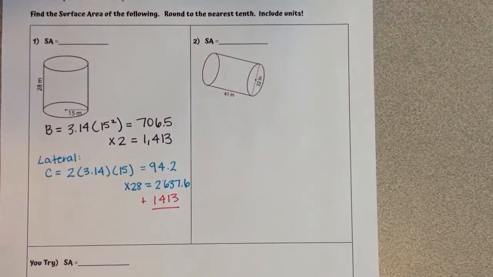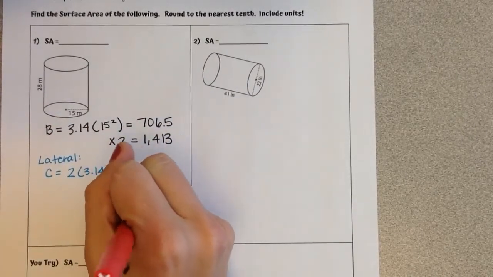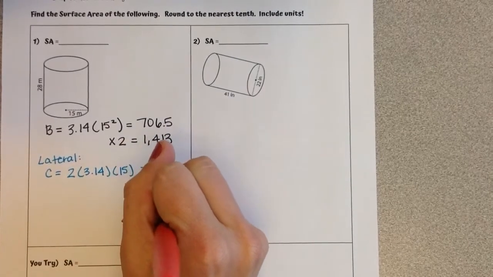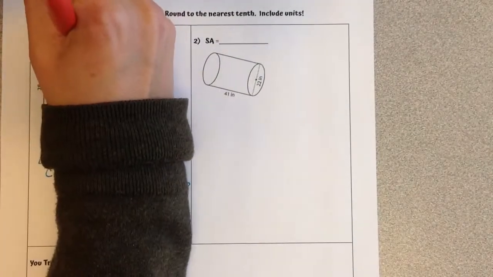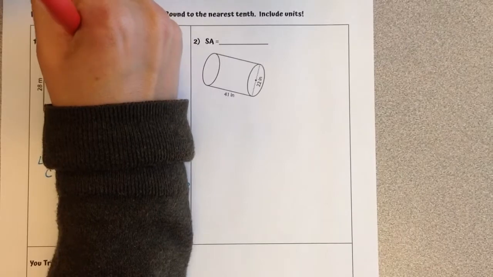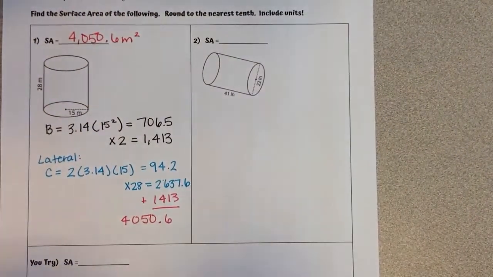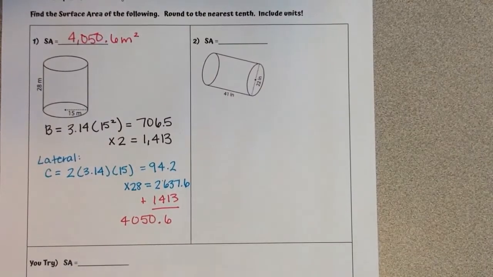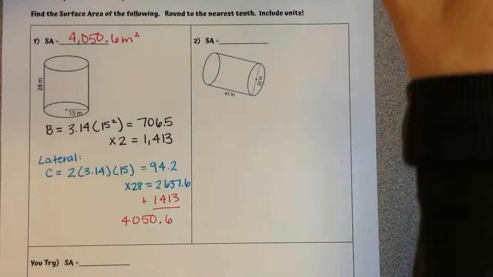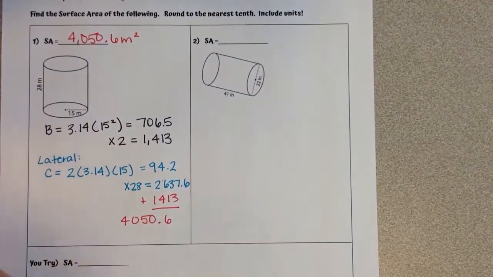and we get a total surface area of 4,050 and 6/10. So 4,050 and 6/10 meters squared. Since it's area, it's units squared. All right, for the second one, same thing.